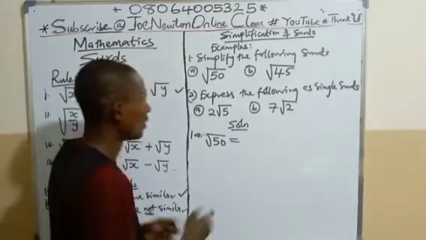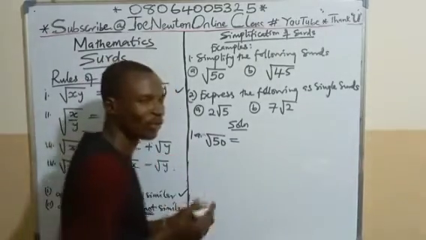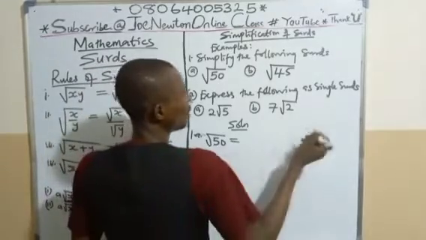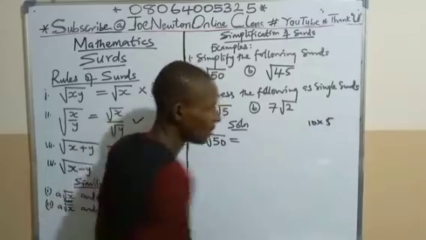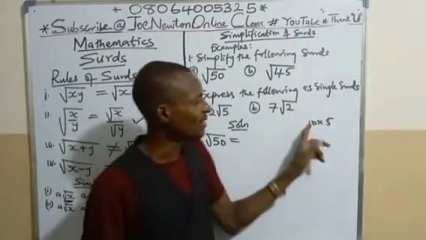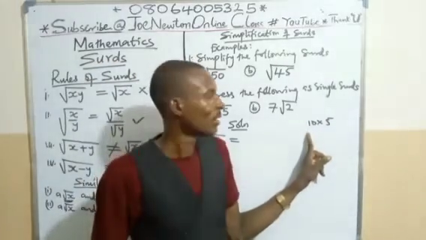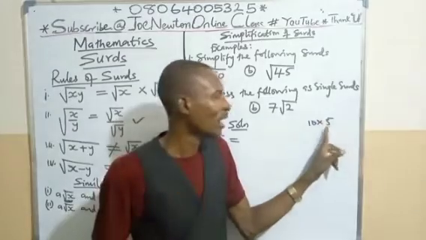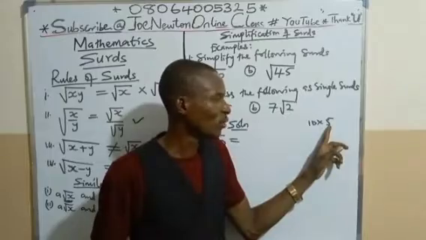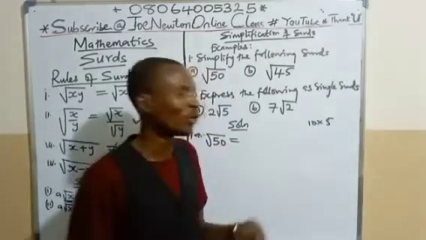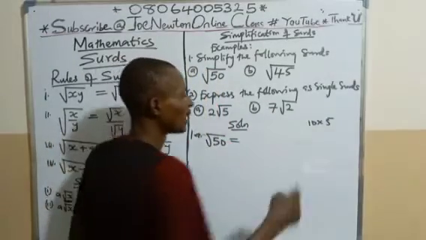An irrational surd. Now, for example, let's make a little drill for you to understand this. 50: we can see that 10 times 5 will give us 50. But square root of 10 is still irrational. Square root of 5 is also still irrational. So it does not work.